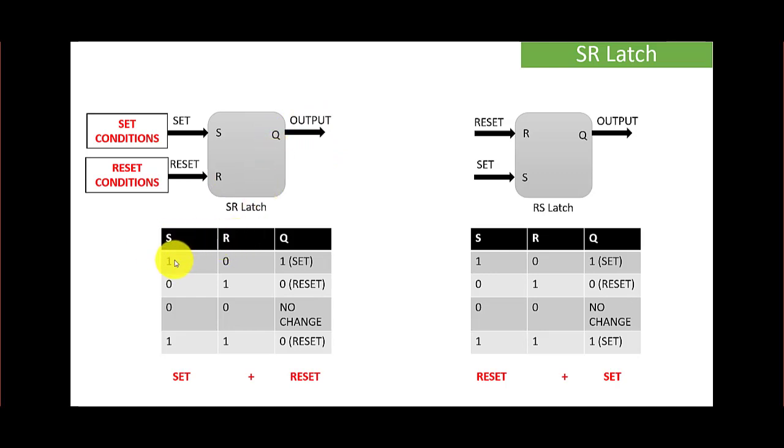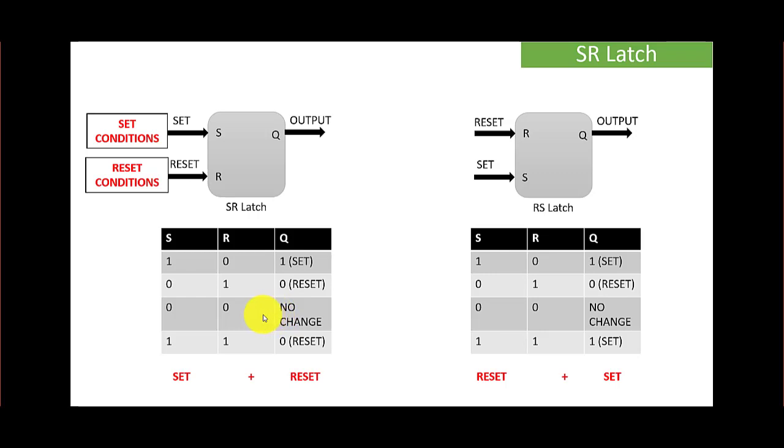First, if the set input is 1 and the reset input is 0, set action takes place and the output becomes 1. However, if the reset input is 1 and the set input is 0, reset action takes place and output becomes 0. And if both inputs are 0, output should not change. That's why we sometimes call that case the memory case.